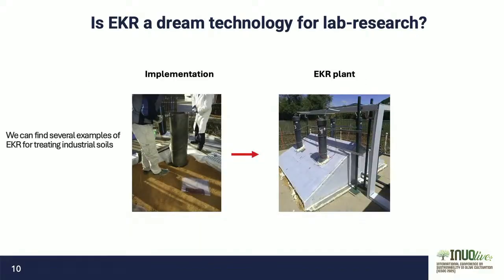Perfect. So is electrokinetic remediation a dream technology for lab research, or can we actually implement this? We can find several examples in the literature about treating industrial soils. We actually helped a contaminated site in the north of Spain in an industrial soil. These are pictures of our group. In this case, we are not working with small electrodes anymore. We now have, as you can see in the second picture, 1 meter or 2 meter electrodes, which are in a way impressive. And the technology actually works.